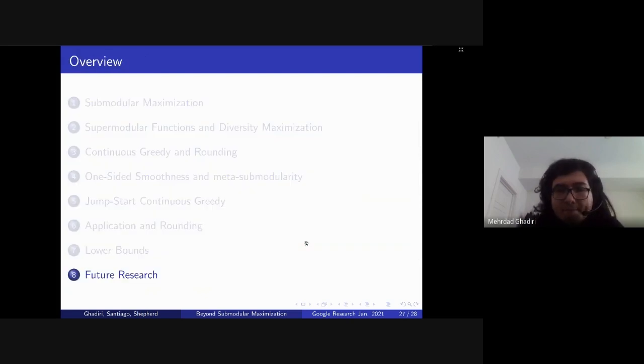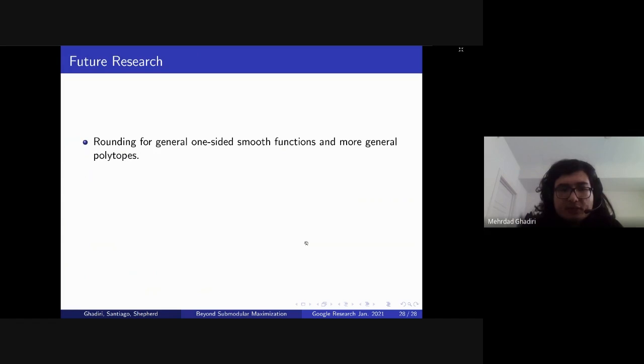So there are some directions for future research that I'm going to mention as the last slide of the talk. One thing that might be interesting is giving a rounding for general one-sided smooth functions, because the only rounding that we gave was for discrete quadratics, and in general for more general polytopes, like let's say intersection of matroids, or P systems, or these general polytopes.